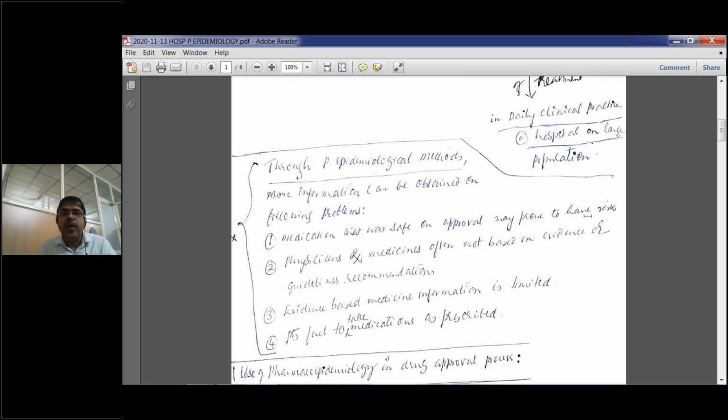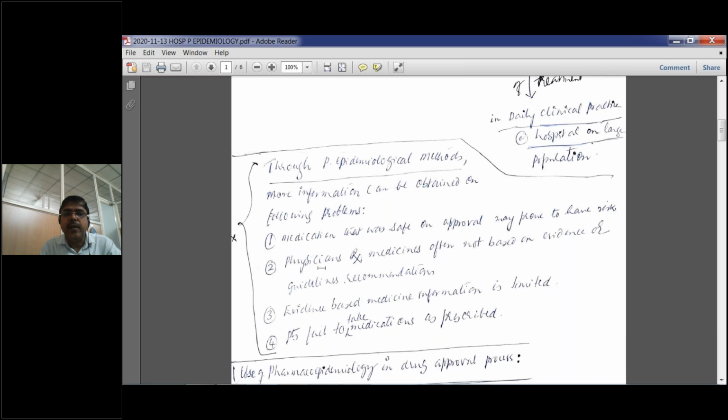That is why pharmacoepidemiology is very important at the hospital setup, especially to assess whether the medication is safe or not. This is the one use where pharmacoepidemiology helps in the hospital setup.